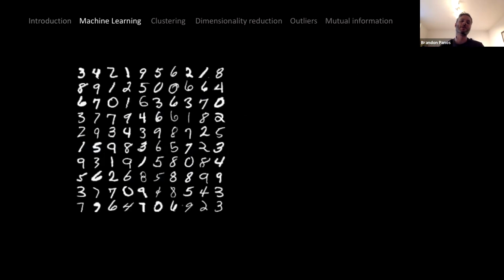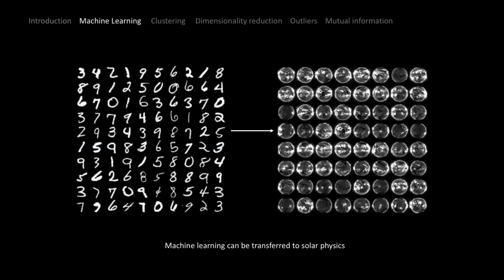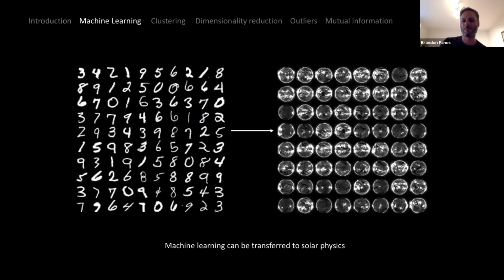So there's been a lot of work in machine learning recently. It's exploded. And what we do is we take all these methods, but instead of using this artificial MNIST data set, we substitute data from the sun. And now we have all of this cutting edge statistical methodologies to tackle unanswered questions in our field.